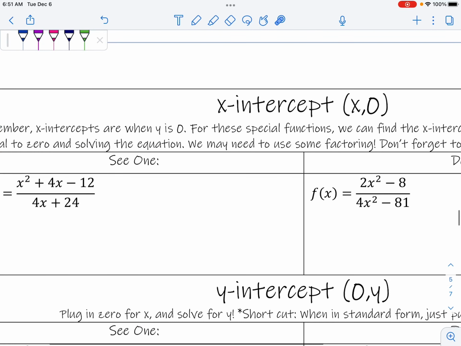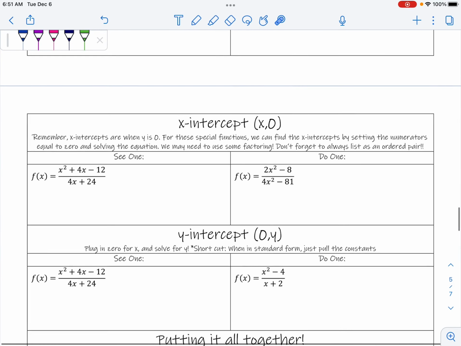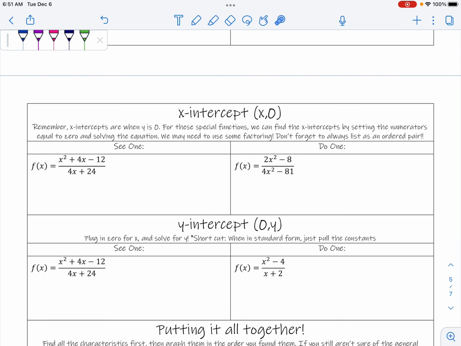And so when I go to find the x-intercepts, that is, because it's when y equals 0, I would set the equation equal to 0. I would replace f of x with 0. But because we're dealing with fractions, we know that the denominator cannot equal 0. So really with x-intercepts, we're only focused on the numerator.